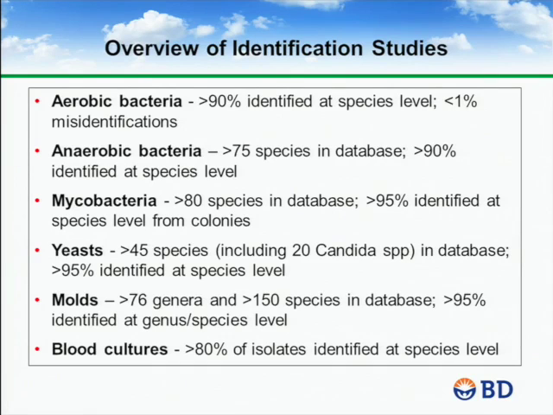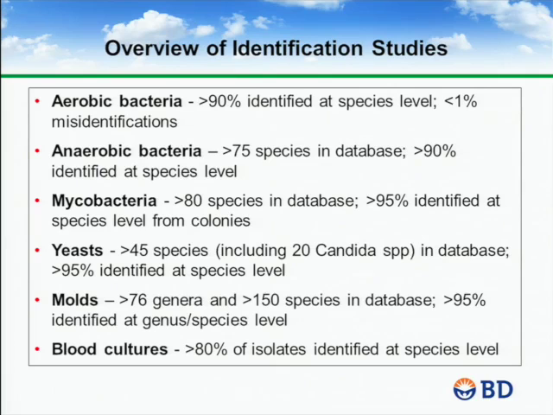For mycobacteria, we built a database with more than 80 species, and again, 95% of the organisms were identified at the species level. For yeast, we essentially took all yeast that had been associated with clinical infections, built databases for that, and then identified the organisms, and again, at 95% accuracy.